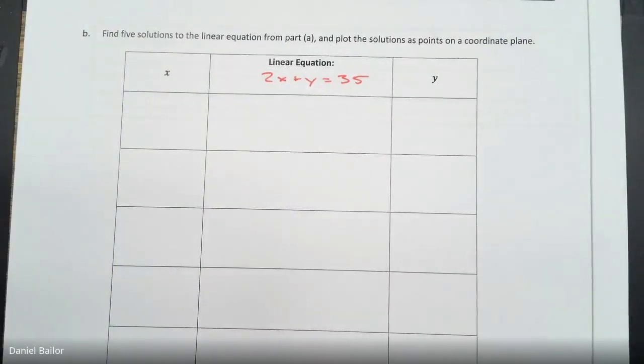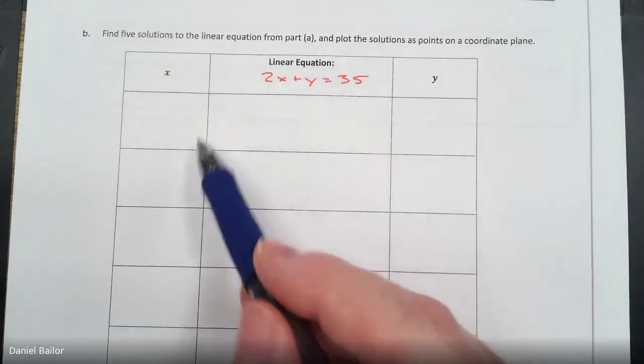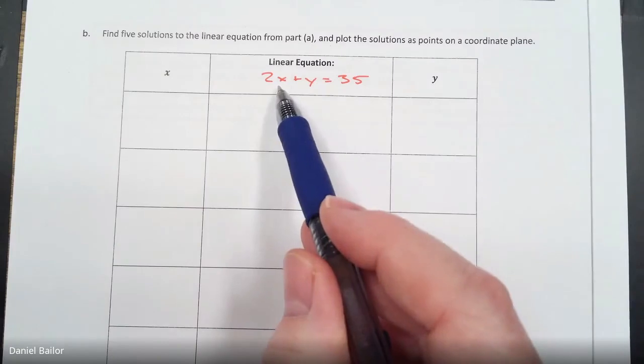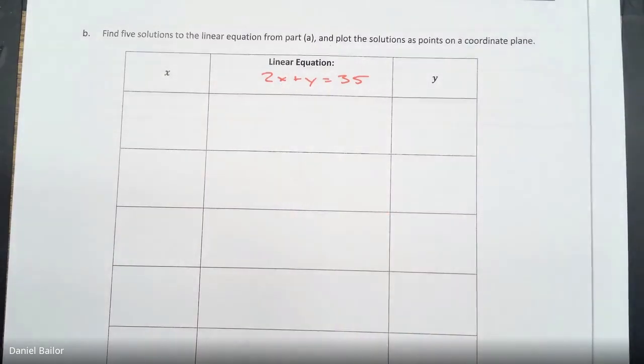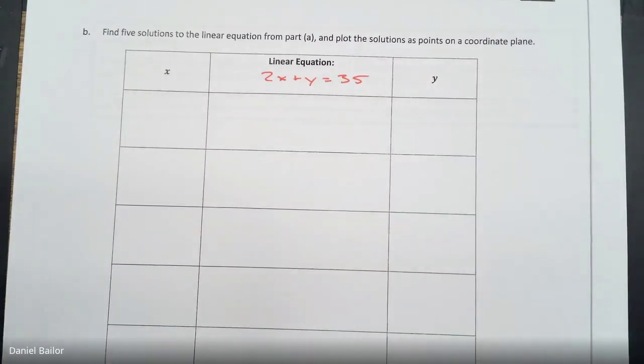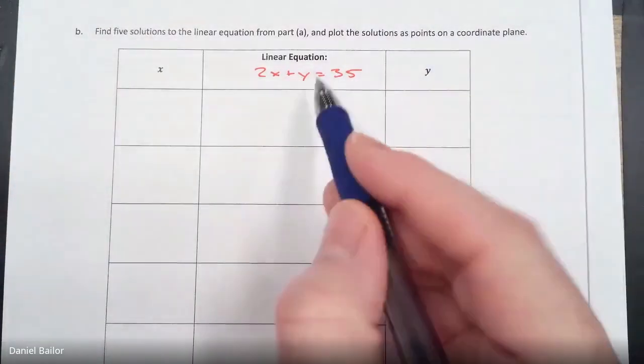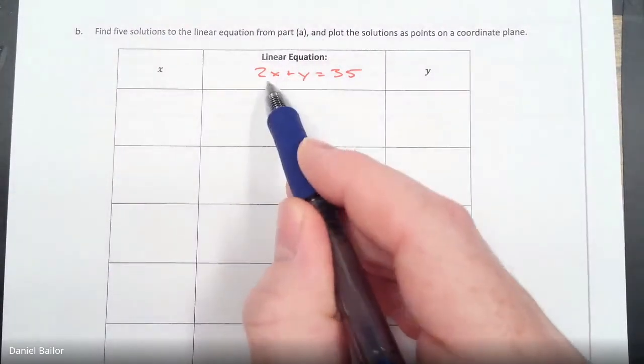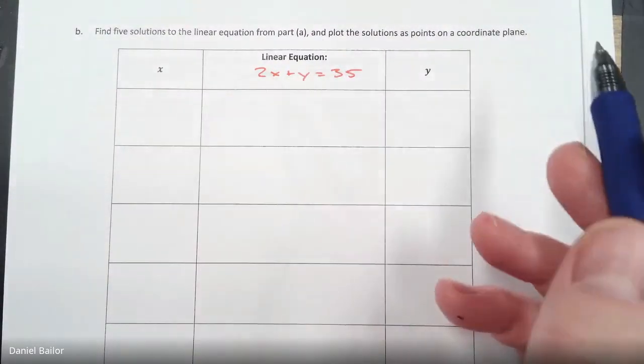And what we're going to do is, remember, I told you before, we need to find solutions, and so we're going to start with the one with the coefficient. So we're going to pick ones for x, because x has a more complicated coefficient than y. Y's coefficient is 1, and 2 is a little bit more complicated. So let's pick for x.